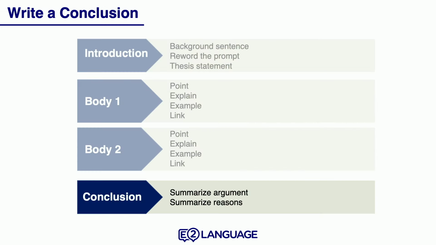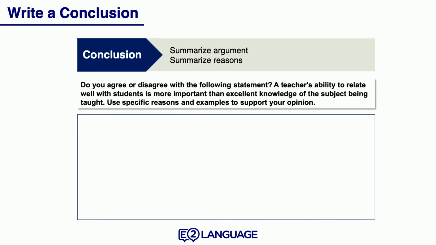Notice also that there are 4 parts to the paragraph: point, explain, example, link, but there may be more than 4 sentences. So in this case, the explanation has actually 2 sentences and the example 2 sentences. So you're not restricted to just writing 4 sentences per paragraph. On to the conclusion, the final part now. Just 2 sentences here is enough.